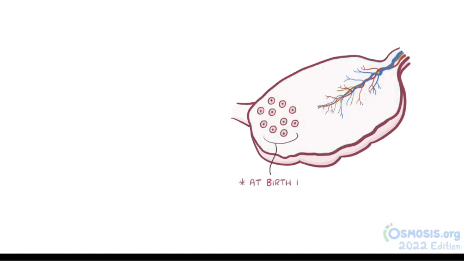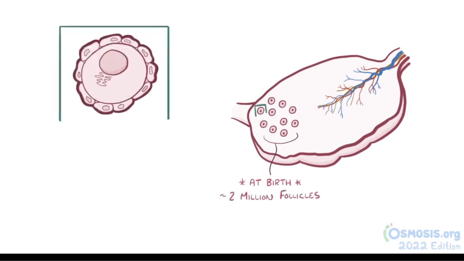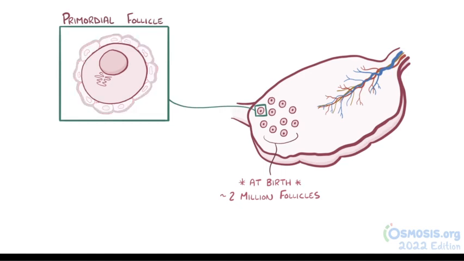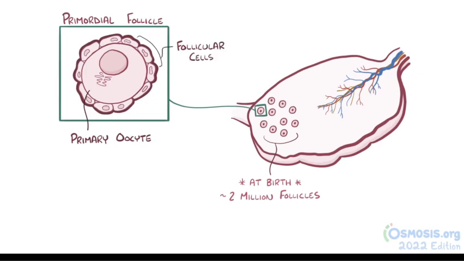At birth, the ovarian cortex has around 2 million follicles. That's roughly the population of Paris, and they're called primordial follicles. Each primordial follicle has a single, immature sex cell called a primary oocyte at the core, and a layer of follicular cells surrounds this.